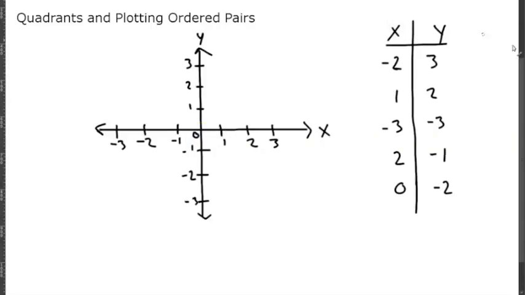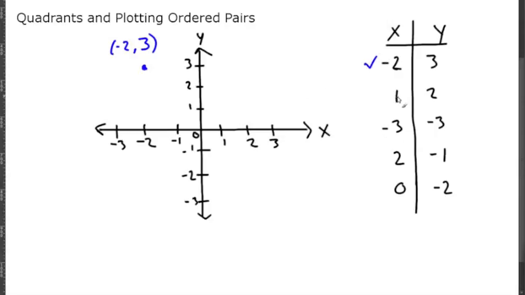So to the right, I have a simple t-table that's going to help us plot a few ordered pairs. So we're starting with -2 for our x value and 3 as our y value. So starting at the origin, we're going 2 over to the left because it's negative, so 1, 2, and then we're going to go 3 up in the positive y direction. 1, 2, 3. So right here is our first coordinate, -2, 3. I'm just going to put a little check since we've already done that one.